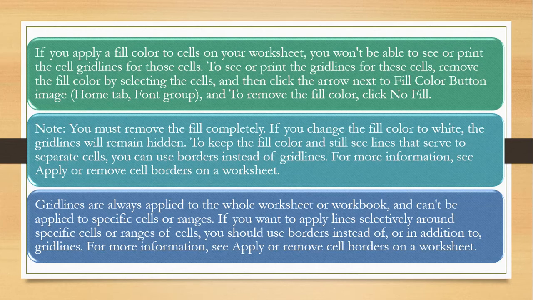To keep the fill color and still see lines that serve to separate cells, you can use borders instead of grid lines. For more information, see Apply or remove cell borders on a worksheet. Grid lines are always applied to the whole worksheet or workbook and cannot be applied to a specific cell or range. If you want to apply lines selectively around a specific cell or range of cells, you should use borders instead of, or in addition to, grid lines. For more information, see Apply or remove cell borders on a worksheet.